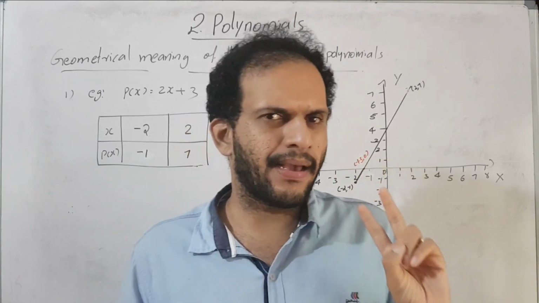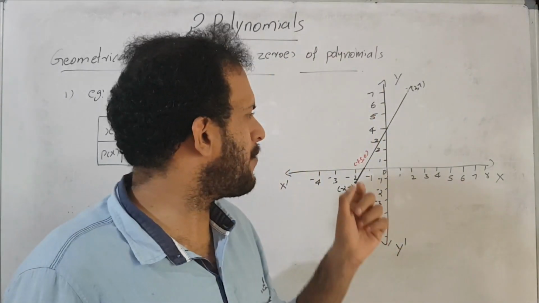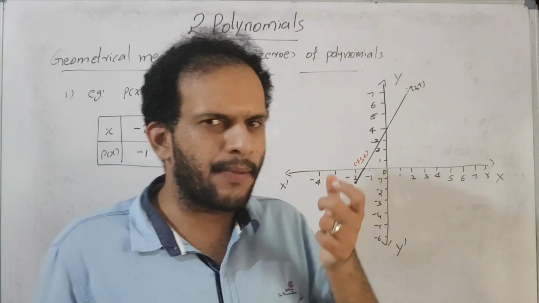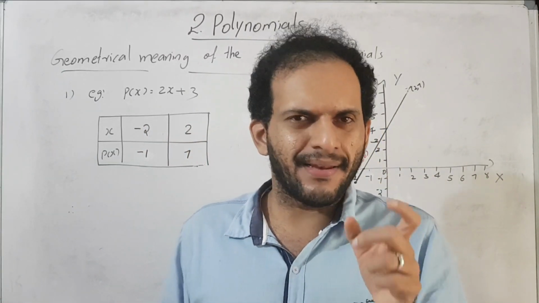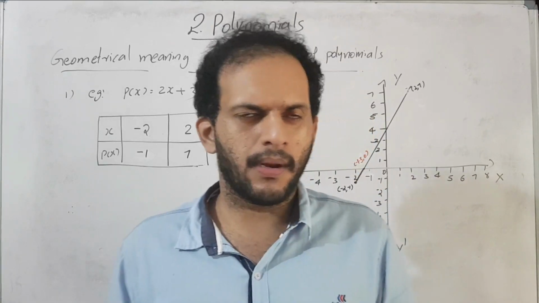Clear? Then, what is the second idea? Where the graph intersects the x-axis, what is the number that shows that point? That number is the 0 of the polynomial.